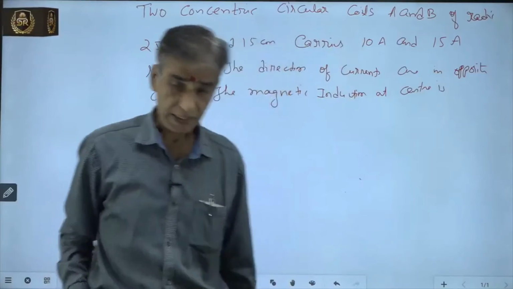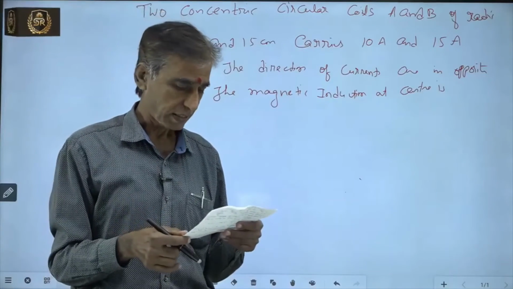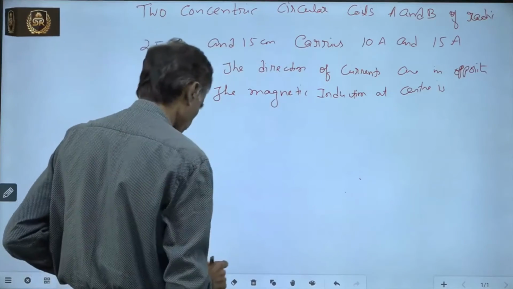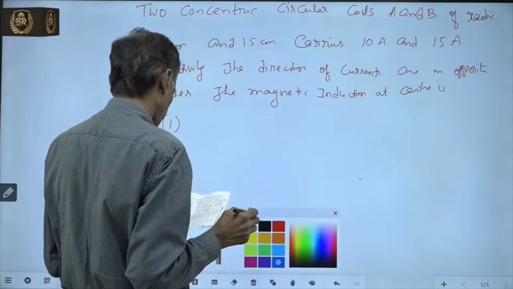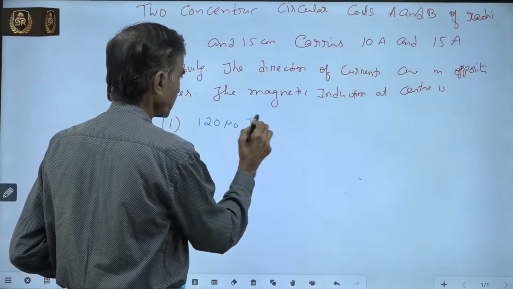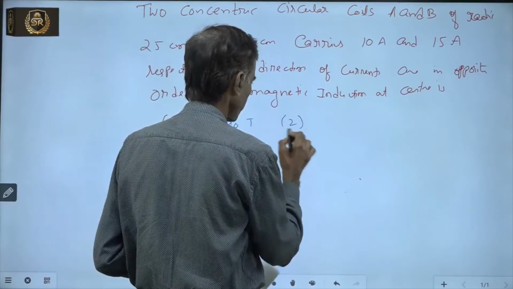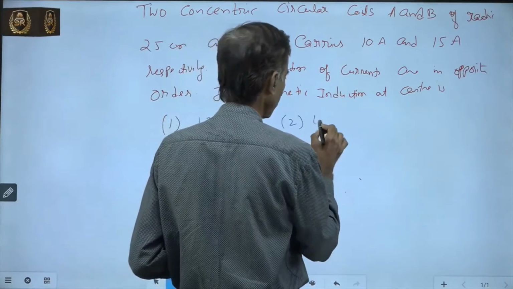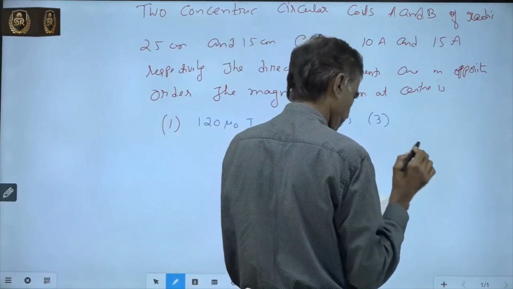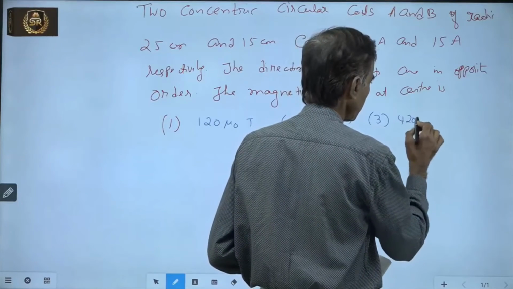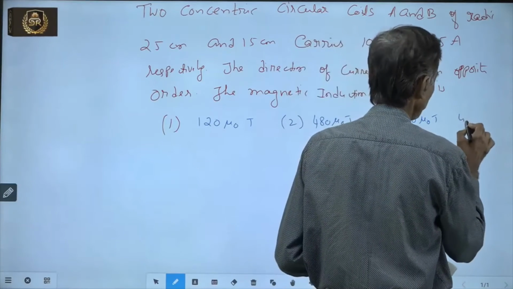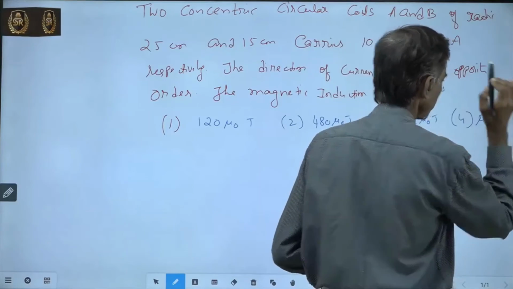So here we are calculating only magnitudes. So what are the options given? Let us see that first. Option 1 is 120 mu naught Tesla. Option 2 is 480 mu naught Tesla. Third option is 420 mu naught Tesla. And option 4 is mu naught Tesla. These are the options given.